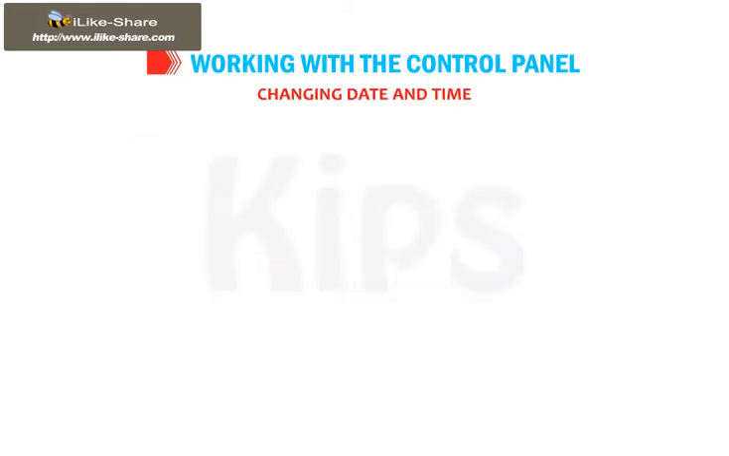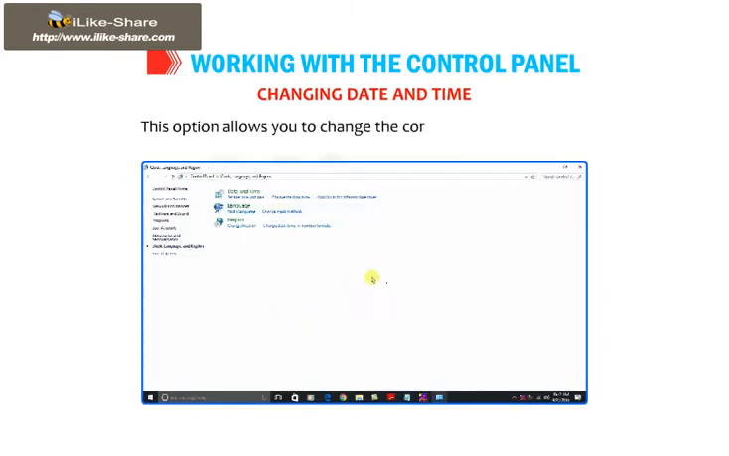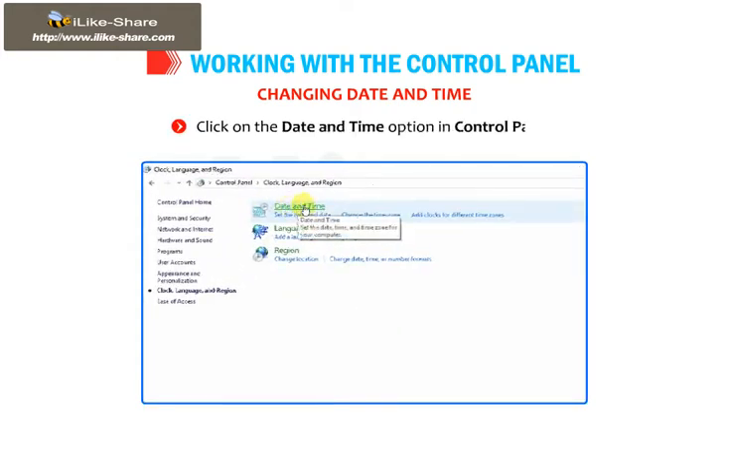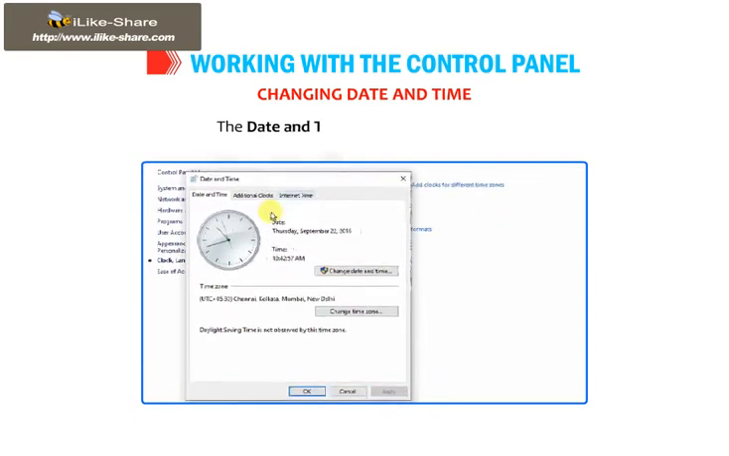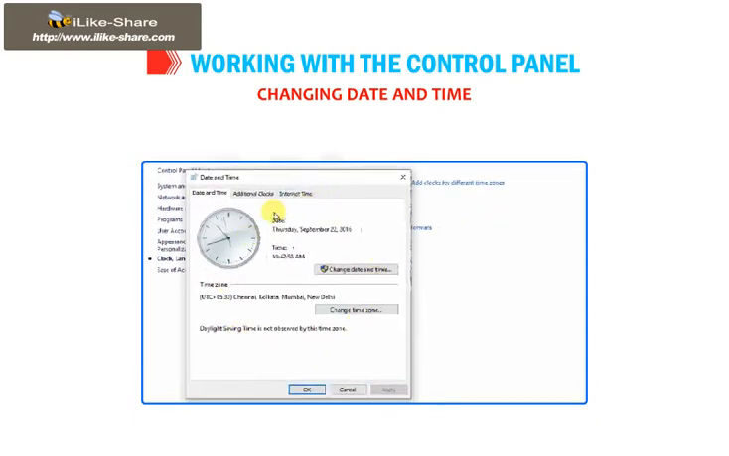Change the date and time. This option allows you to change the computer's date and time. Click on the Date and Time option in Control Panel. The Date and Time dialog box will appear. By default, the Date and Time tab is selected.